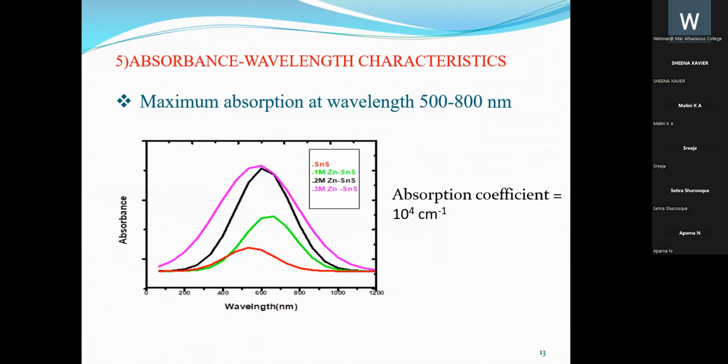We can see the maximum absorption is taking place between 500 and 800 nanometer. Using this absorption spectrum, we calculate the absorption coefficient, alpha equal to 2.303 A divided by t, where A is the absorbance. The absorption coefficient of the 0.2 grams Zn SnS thin film is around 10^4 centimeter inverse, and for SnS the absorption coefficient is slightly less.